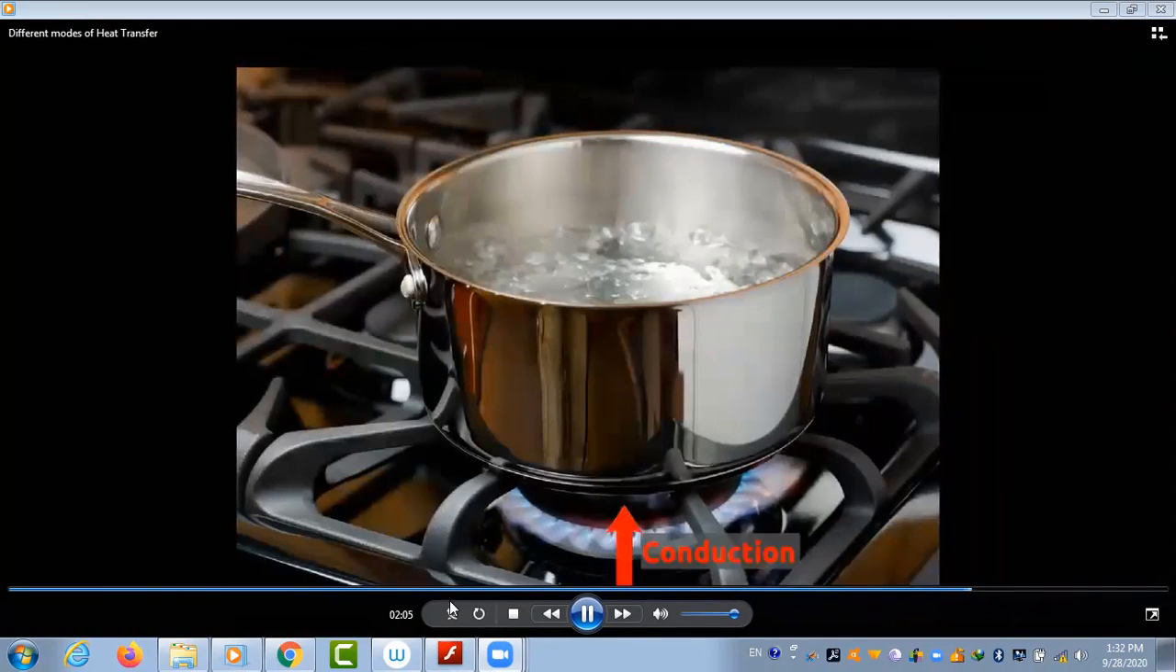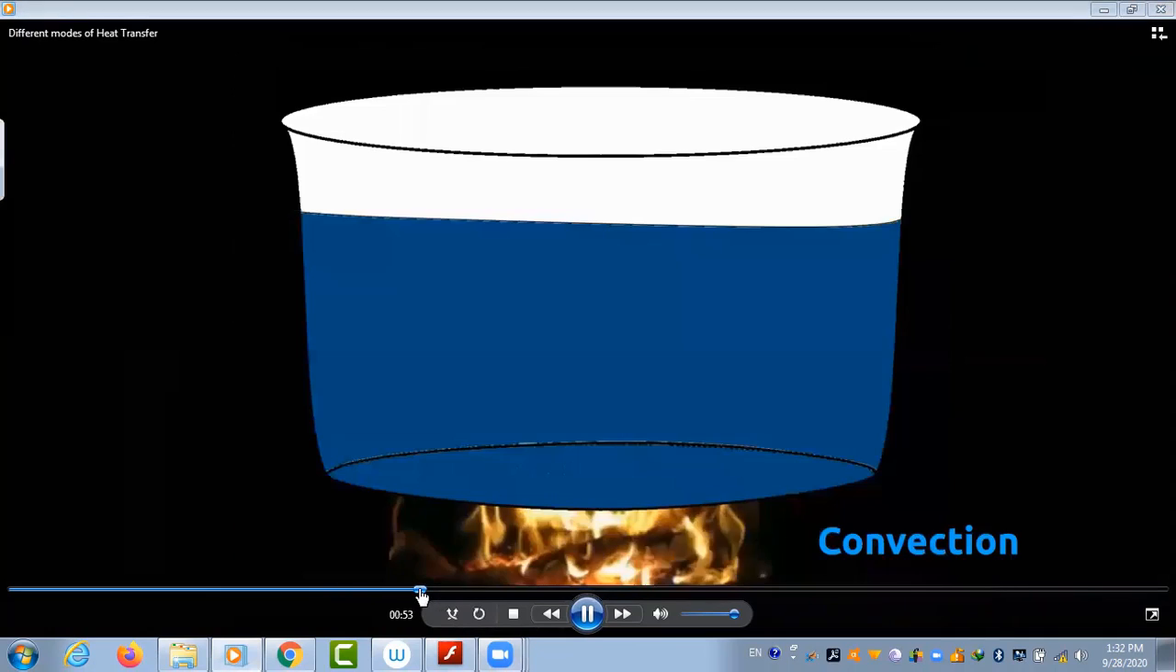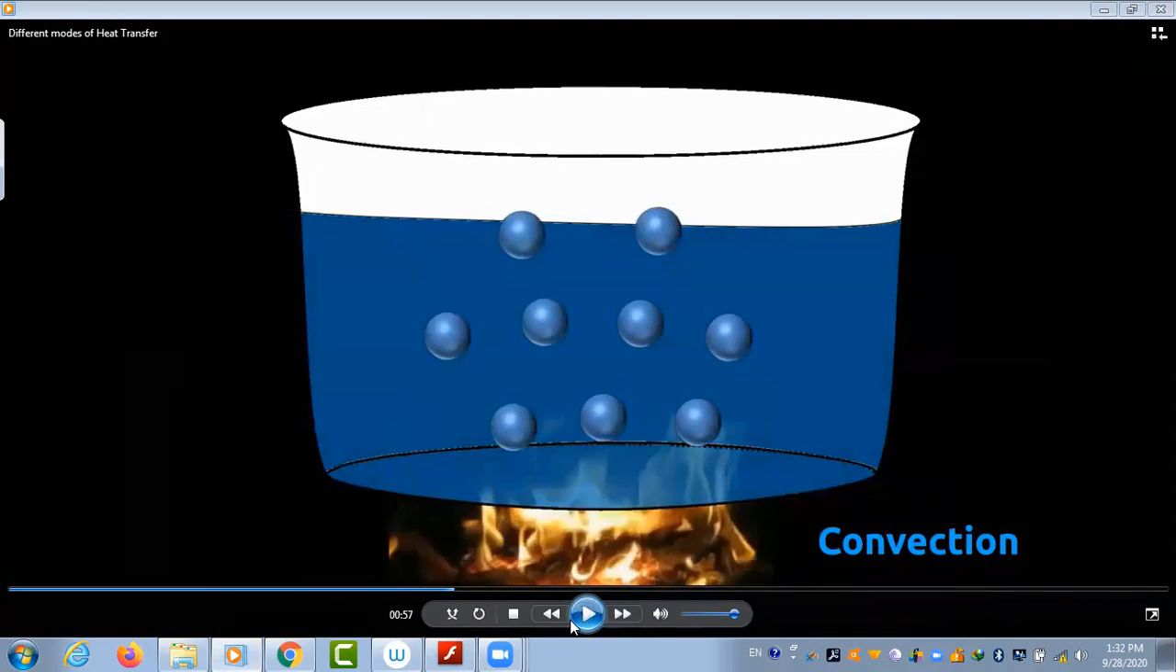Let's take an example of boiling water on a stove. So pay attention here. We now revise convection and radiation. The new thing we want to consider is convection.